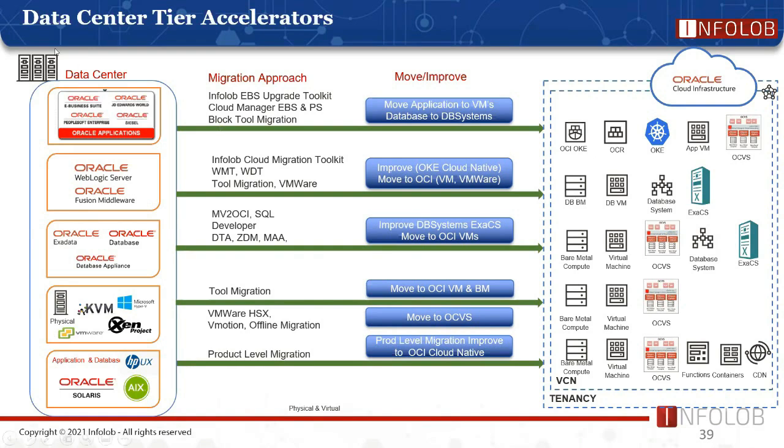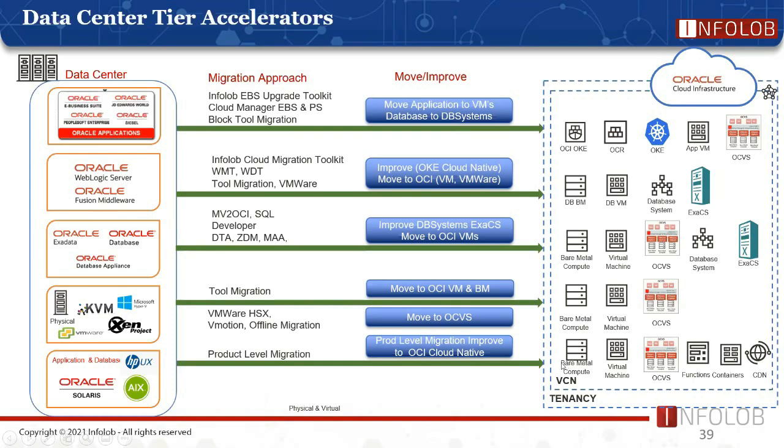What we're talking about here on the left side is a data center migration. We can do the complete data center migration or bits and pieces. For example, you're looking at E-Business Suite or any of the enterprise applications. We have our own upgrade toolkit. We use the Cloud Manager extensively. We use some third-party block-level migration tools in the migration approach to the complete OCI.